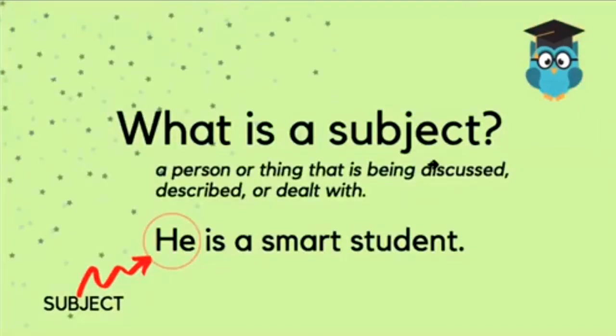A subject is a person or thing that is being discussed or described or dealt with in a sentence. For example, here we have, he is a smart student. The subject here is the word he, because he is the person that is being discussed or described or dealt with in this sentence. So please keep that in mind. He is the subject, and the subject is a person or thing that is being discussed in a sentence.